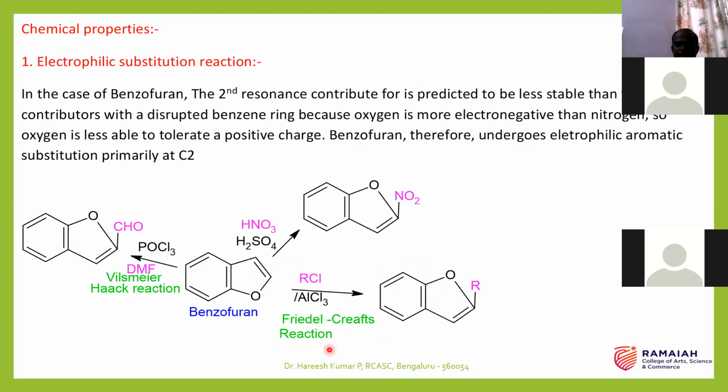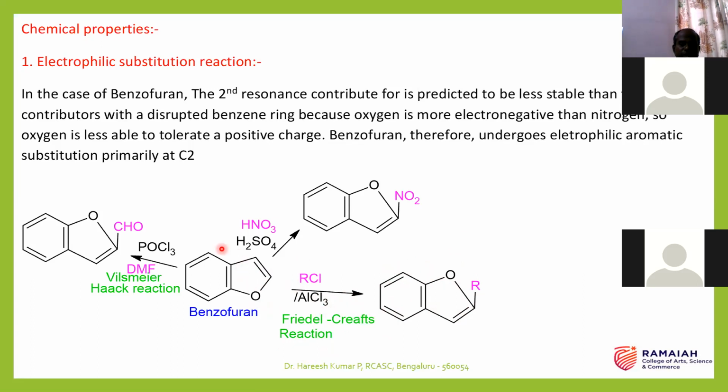In the Friedel-Crafts reaction, there are 2 types. One is alkylation, another one is acylation. Here an alkyl group is used, and that is the reason it's alkylation. Of course, R can be acyl also. Acyl means one containing CO. If R is an acyl group, then you can say it is a Friedel-Crafts acylation reaction.